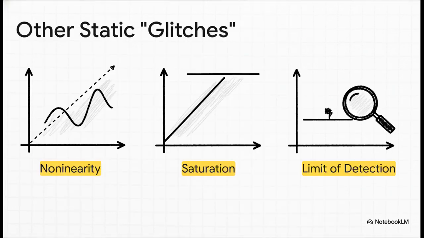And the list of these little glitches goes on. Nonlinearity just means the sensor's response isn't that perfect straight line we dreamed of. Saturation is basically when you hit a ceiling. You can keep cranking up the input, but the output just flatlines. And the limit of detection? Well, that's the quietest whisper the sensor can actually pick up.